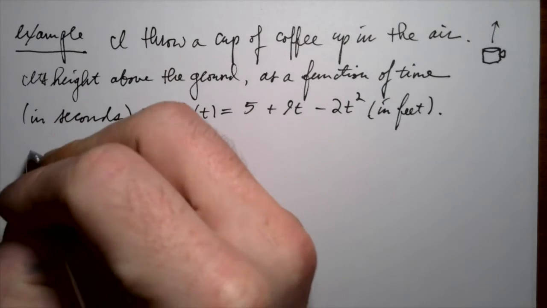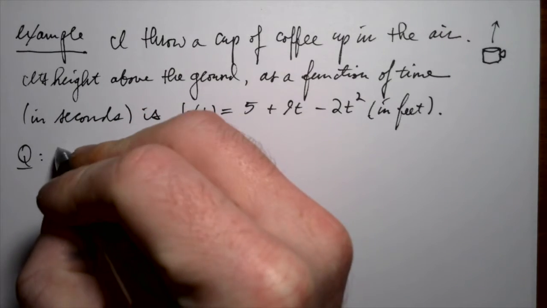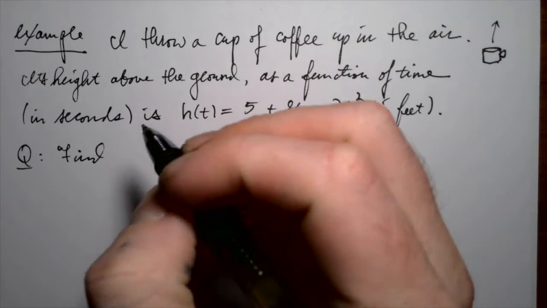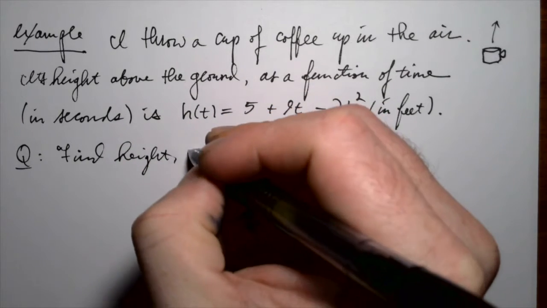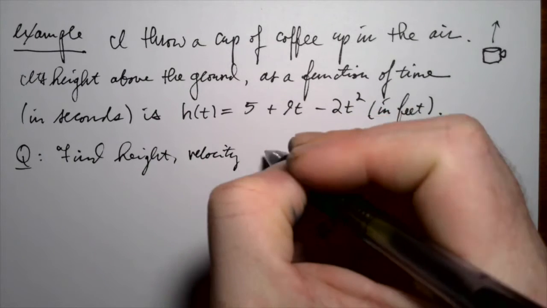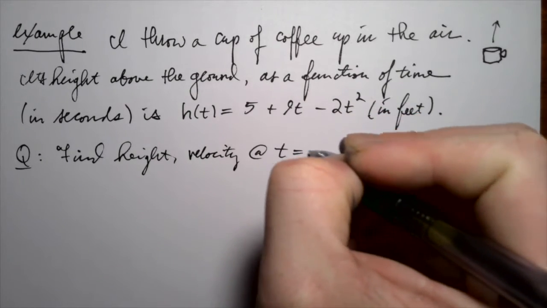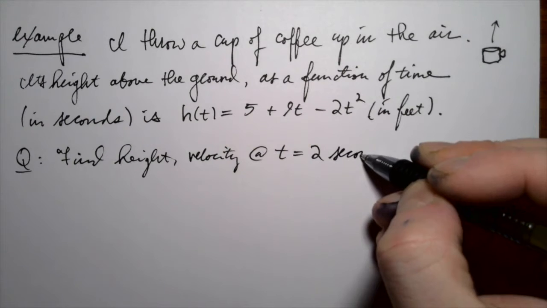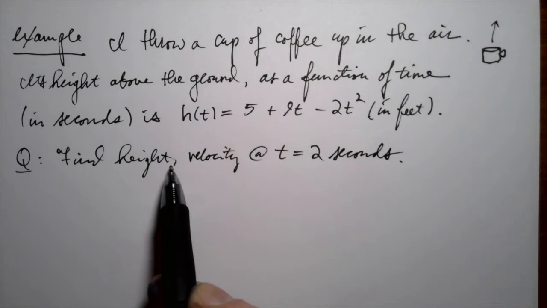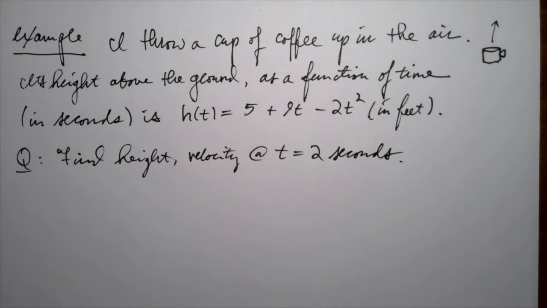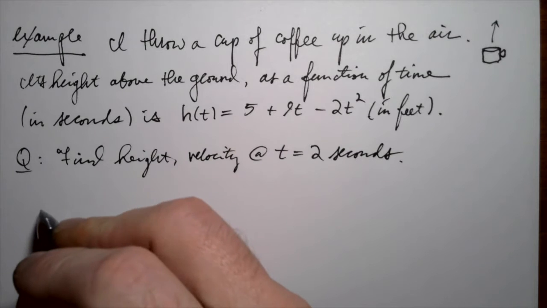So, here's our task. We have to find the height and velocity at time t equals 2 seconds. Pretty straightforward. So first of all, notice that to find the height, we already have the height function. We don't have to use the derivative or anything.